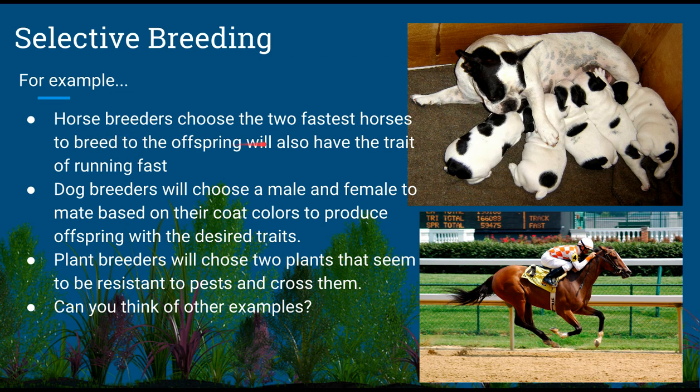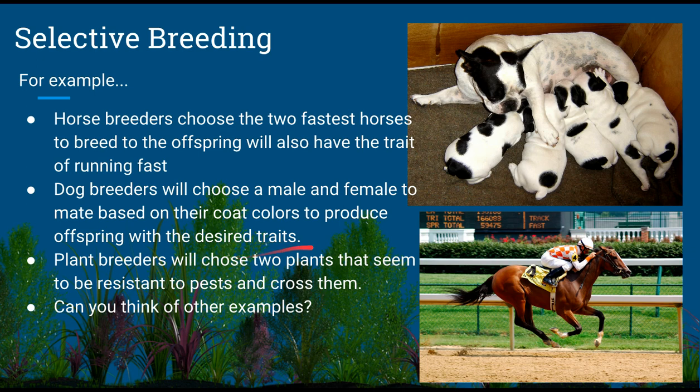So the offspring will also have the trait of running fast. If you were a horse breeder, would you choose two kind of slow old horses and expect to get a fast horse? No way. You choose the traits that you know are most likely to be passed on to create the phenotype that you want. Dog breeders will choose males and females to mate based on their coat colors to produce offspring with the desired traits that they want. That's a big business.